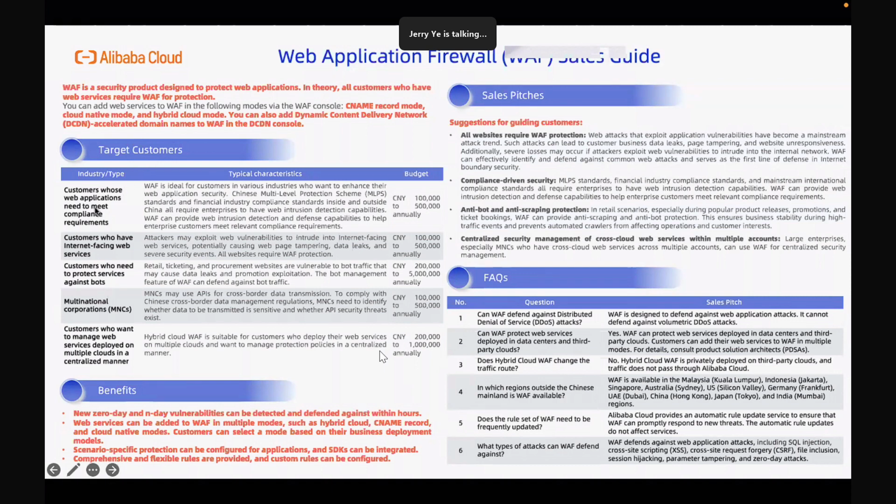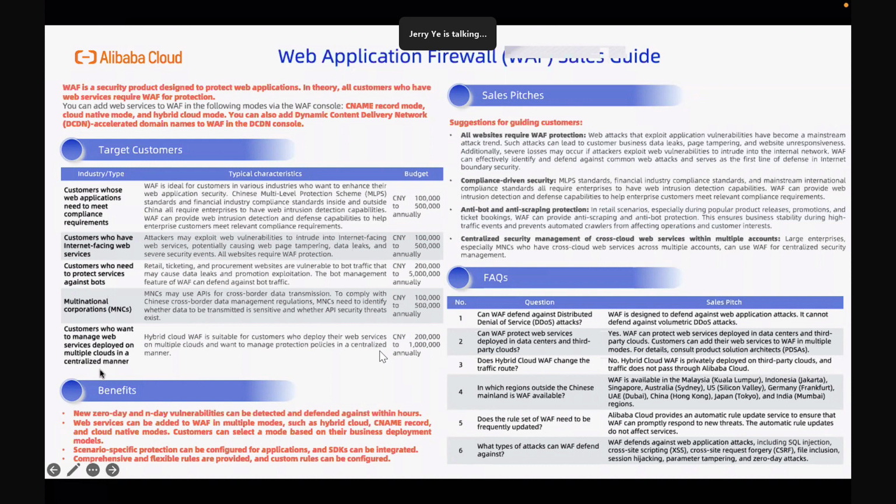So the target customers: the first one is the customers whose web applications need to meet compliance requirements. The second one is the customers who have internet-facing web services. The third one will be the customers who need to protect their services against bots, like the airline company, the shoes manufacturing company, and also e-commerce platforms, luxuries. The final one will be the customers who want to manage their web services deployed on multiple clouds in a centralized manner.